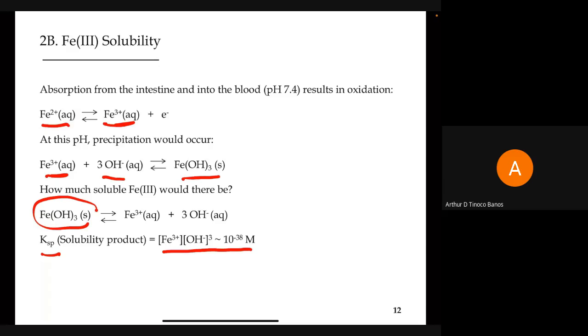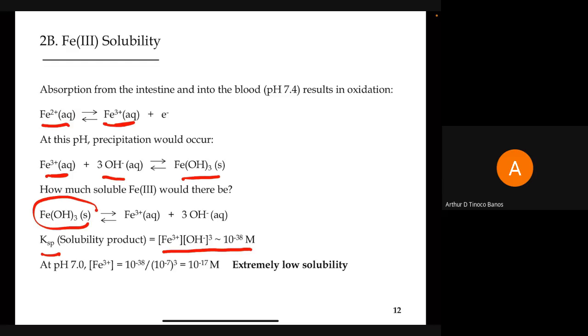And if you were to quantify the amount of soluble iron that would correspond to, okay, at a pH of 7, what that is essentially equal to is a concentration of iron that is 10 to the negative 17 molarity. And that's an extremely low amount of soluble iron. So that essentially would be iron that's bio-unavailable.